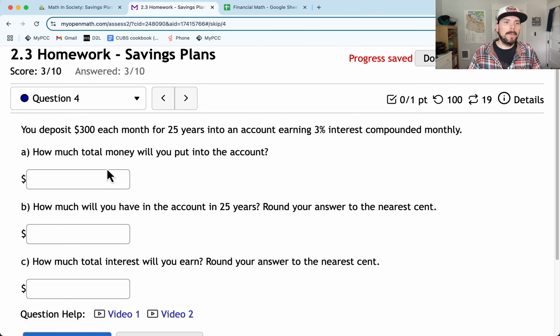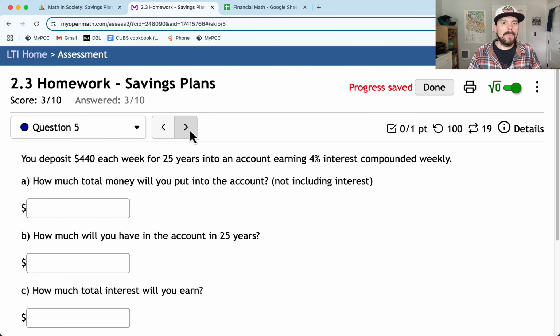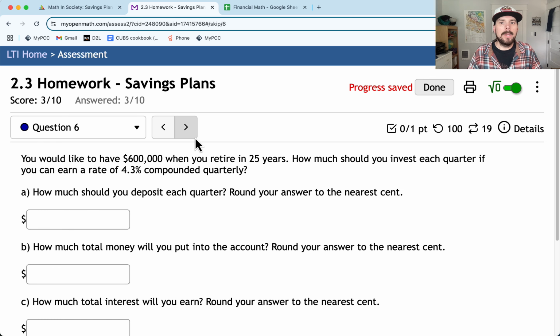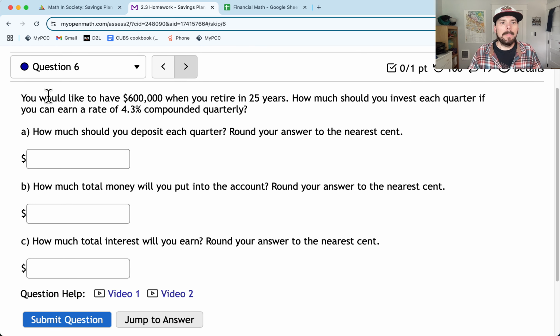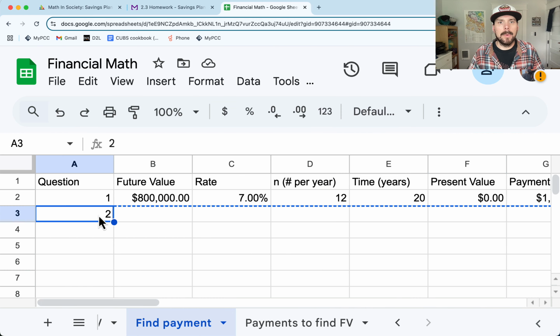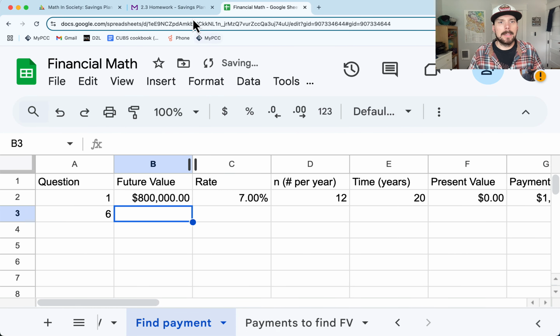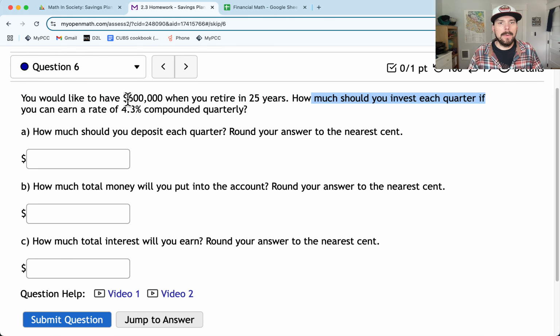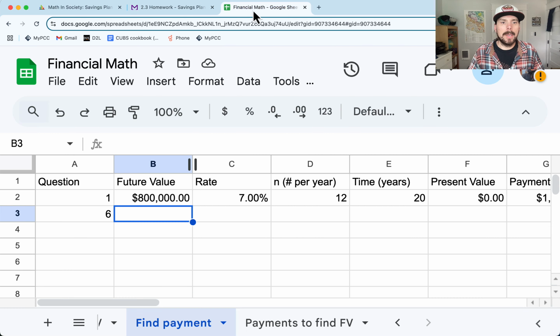The next problem looks pretty similar. Let's see if we can find any other variations. Up to number 6, we've got another problem here where we're looking to find the deposit or payment amount. That will take me back to this find payment spreadsheet that I set up in number 1, which means we're going to come back to it in number 6. Let's put in our future value. I've got $600,000. 4.3% quarterly.